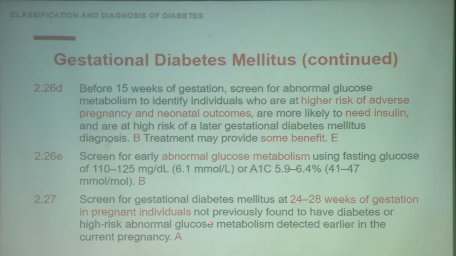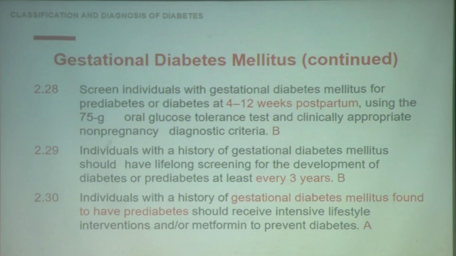And screen for gestational diabetes at 24-28 weeks. This is a general recommendation in pregnant individuals not previously found to have diabetes. And again, screen individuals with gestational diabetes with a test for pre-diabetes and diabetes at 4 to 12 weeks postpartum. This is where everybody misses. Every doctor misses this. So please, this is a recommendation I want to highlight. In gestational diabetes, after 4 to 12 weeks, please check them with OGTT.